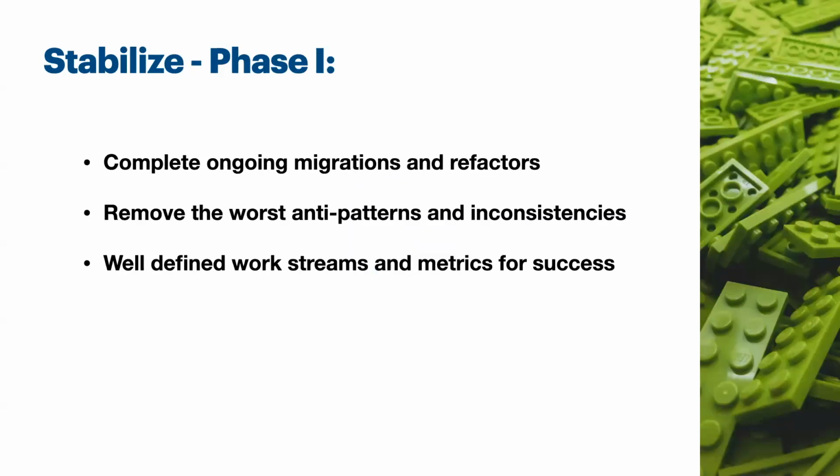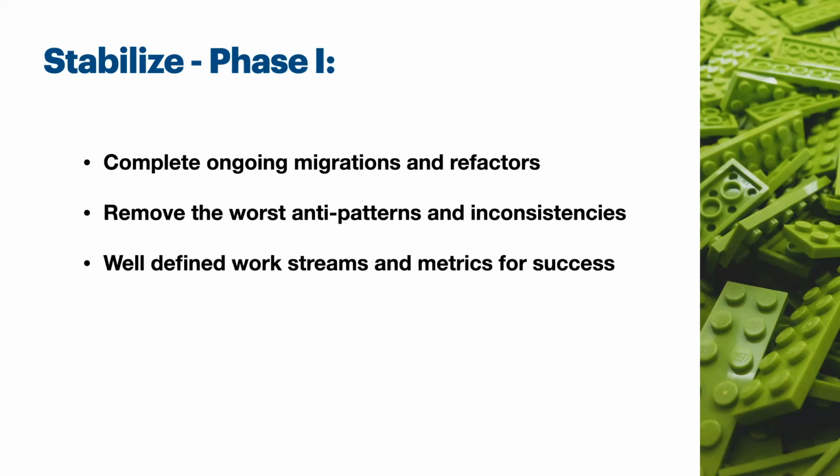So this project had 3 phases. The first phase we called Stabilization. The idea here was to complete a bunch of ongoing migrations and refactors that we already had in flight, things that we'd started but then didn't have the resources to finish. So again, that was really leading to inconsistency. So we wanted to remove the worst of the tech debt, the worst of the anti-patterns, and just clean the code base up to set us up for the rest of the project.